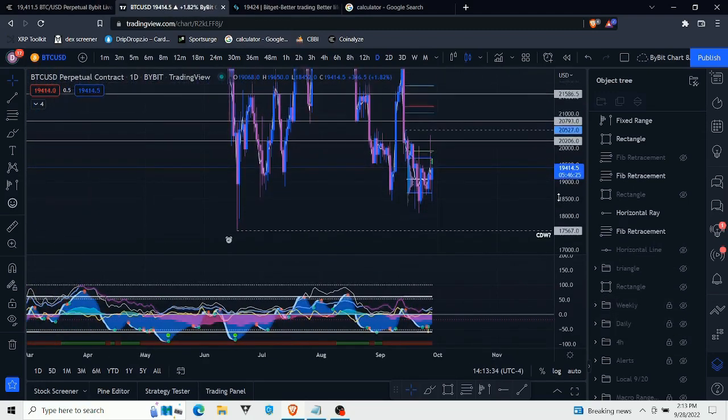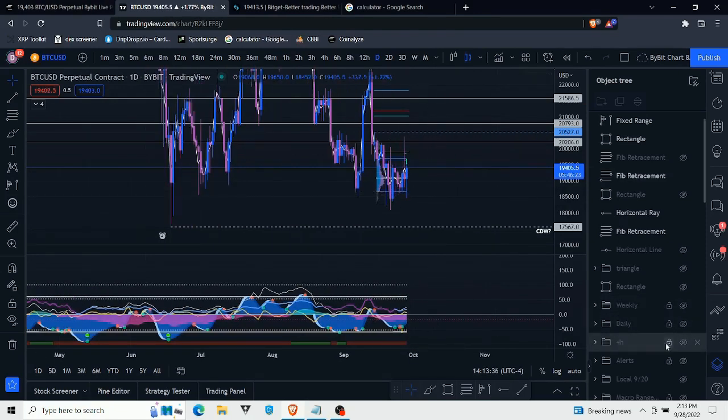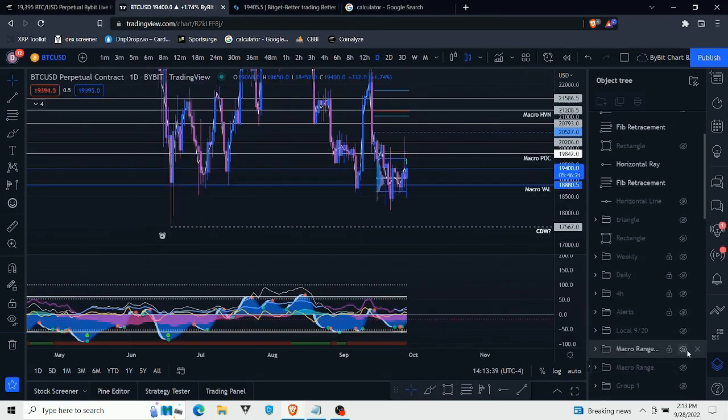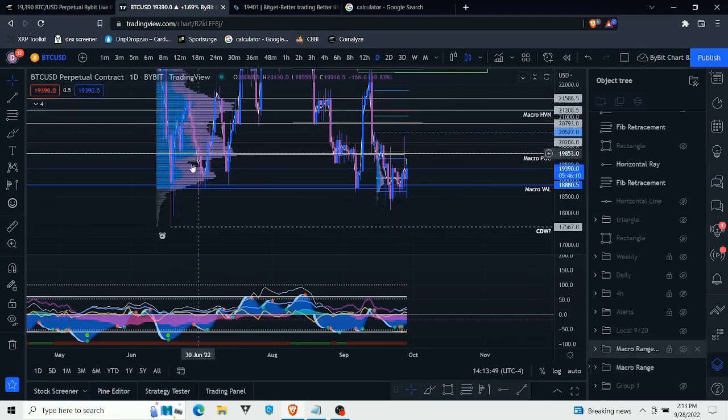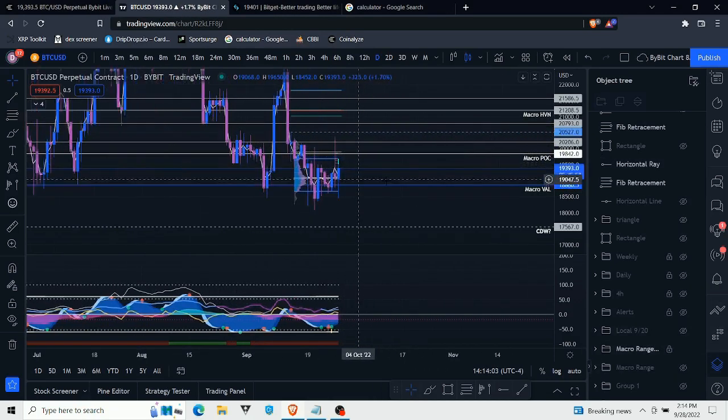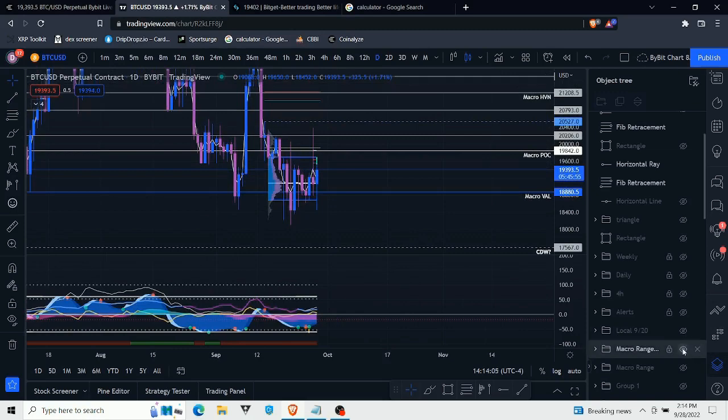Then I will mark out the key volume areas, and I will put those in a separate folder. I'll mark out point of controls, value area lows or highs, or just general high volume areas. Like if I pull up a fixed range volume profile and I see that this area has a lot of volume here, I might mark that out. And you can do this macro or local volume levels, and keep those in a separate folder too, just so I can turn them on and off when I want.